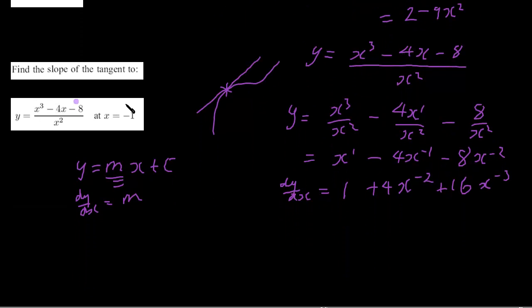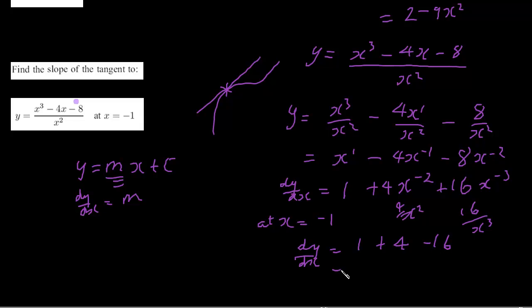Now, we were asked to find the gradient at x equals minus 1. So at x equals minus 1, we have dy by dx equal to 1 plus 4 times minus 1 to the power of minus 2. Well, that's the same as 4 over x squared, an easy way to remember that. So minus 1 squared is 1, 4 divided by 1 is 4. Remember, this is 16 over x cubed, minus 1 cubed is minus 1, so we're going to get minus 16. Add all those up, 1 plus 4 is 5, take away 16 gives us minus 11. So the gradient at this point is minus 11.